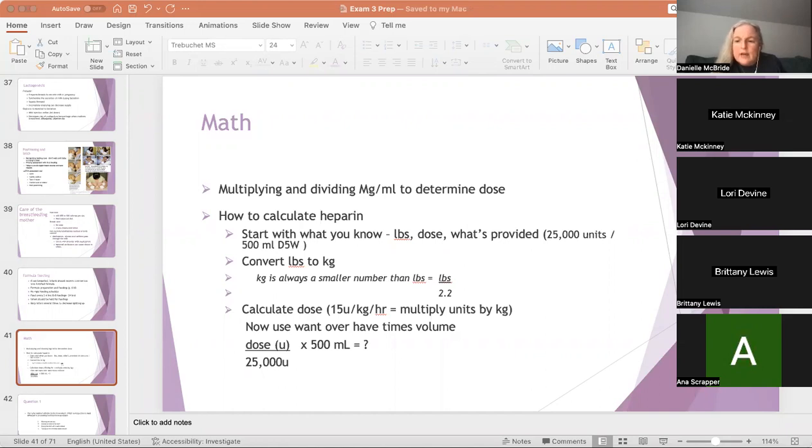And so now what's provided? What we have on hand is 25,000 units in 500 mLs. And the patient weighs 172 pounds. Okay. So that's what I'm going to start out doing. I'm just going to write down what I know. All right. Now, what it wants to know is what the flow rate is going to be for the pump in milliliters per hour.